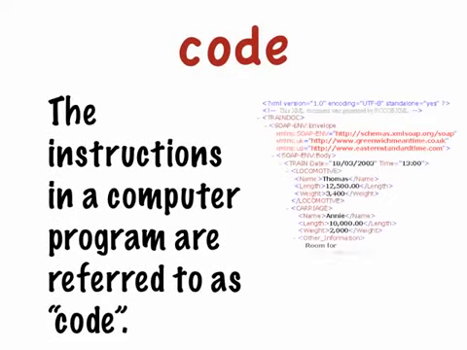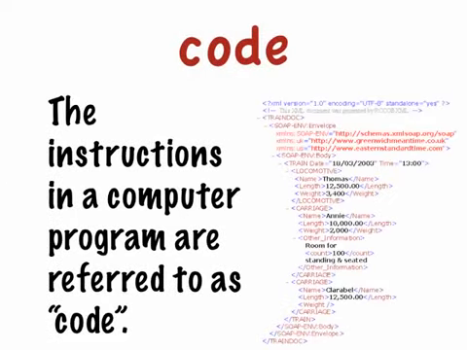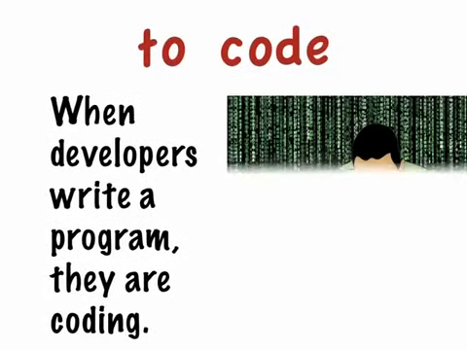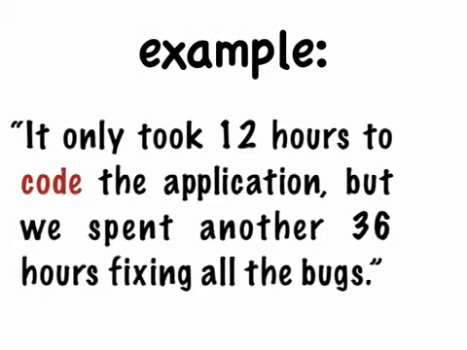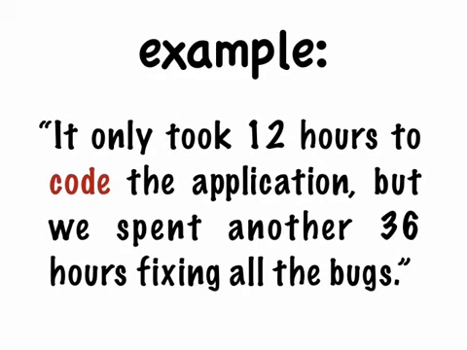To code. The instructions in a computer program are referred to as code. When developers write a program, they are coding. It only took 12 hours to code the application, but we spent another 36 hours fixing all the bugs.